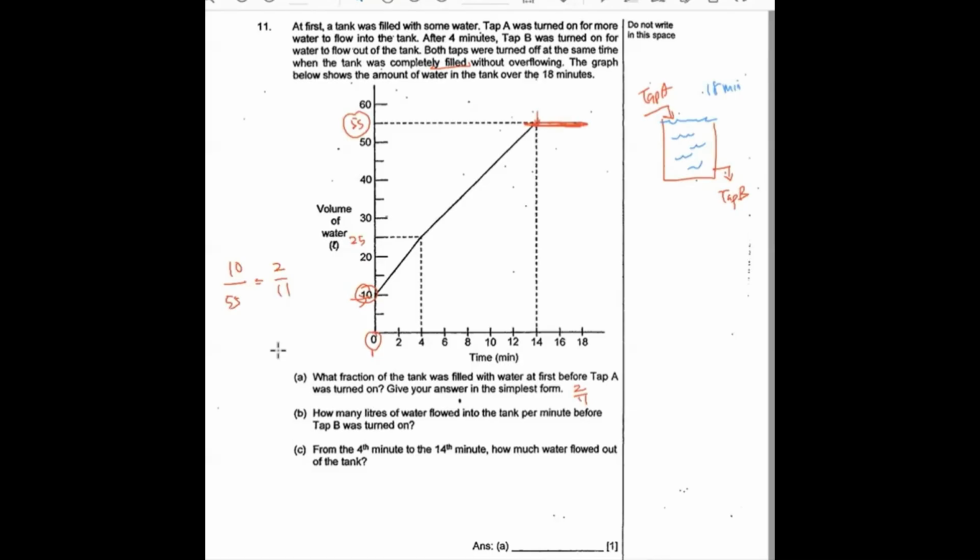Part B, how many liters of water flowed into the tank per minute before tap B was turned on? So we're talking about this area, this part only, okay? So during this part, the time is 4 minutes, right? From 0 to 4. So the water has been flowing from tap A into the tank for 4 minutes.